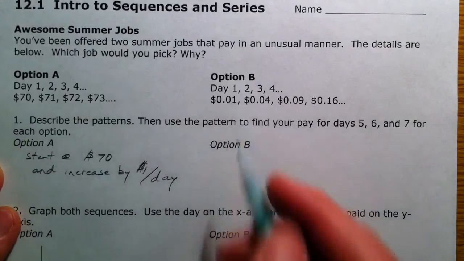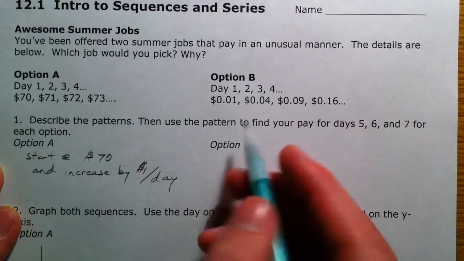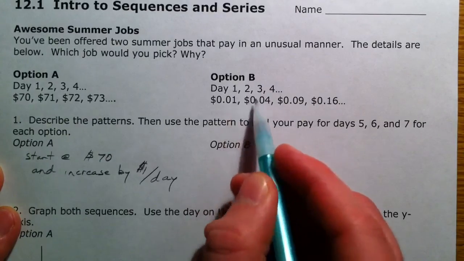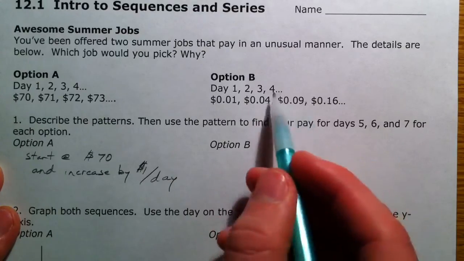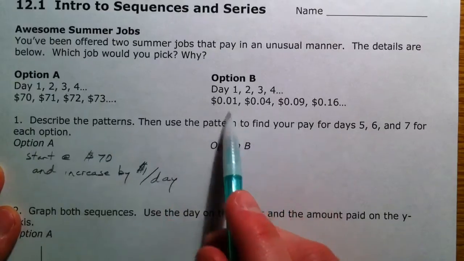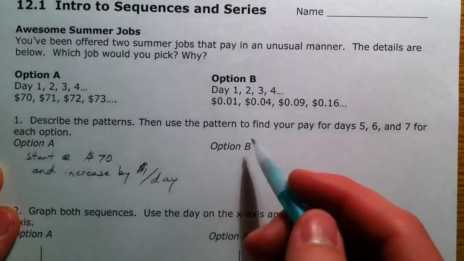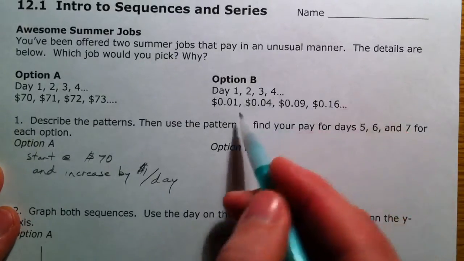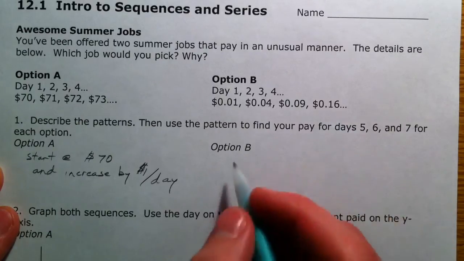And then the next one is you start, and whatever day it is, this is 1 cent. Day 2 you get 4 cents, day 3 you get 9 cents, day 4 you get 16 cents. Compared to option A, this looks pretty sad. Walking away from a whole day's work, just making a penny. But we're going to see later that this would actually be really pretty sweet in the end.